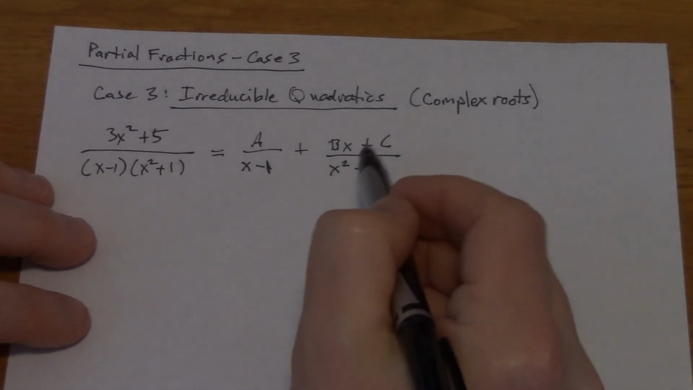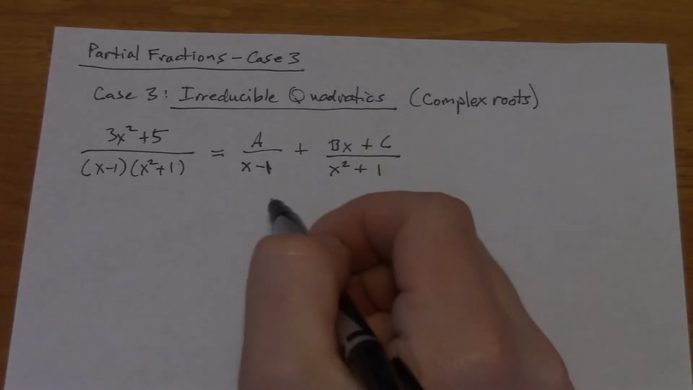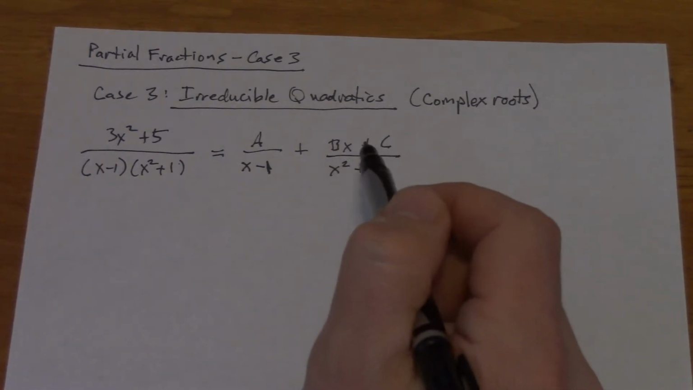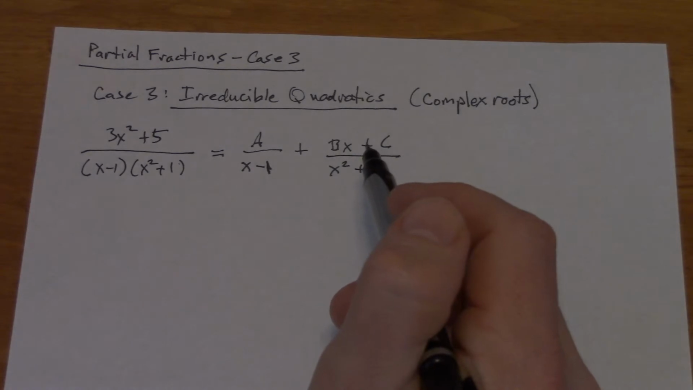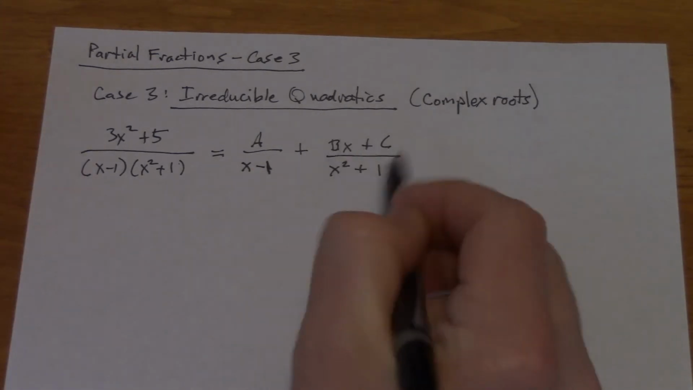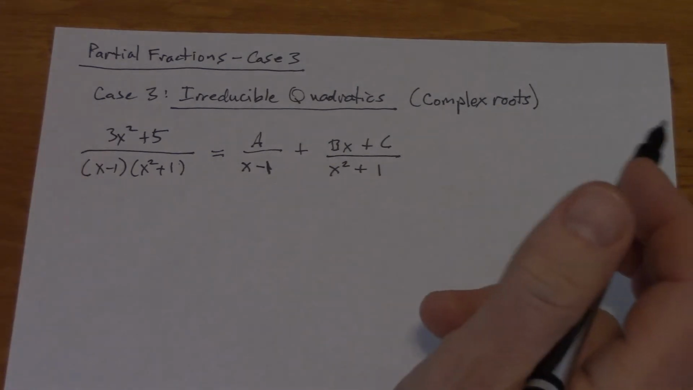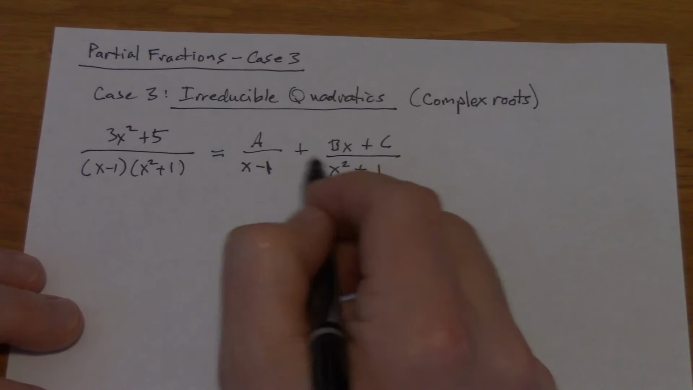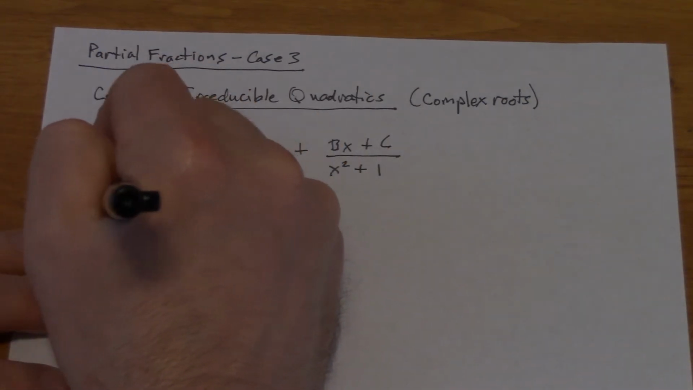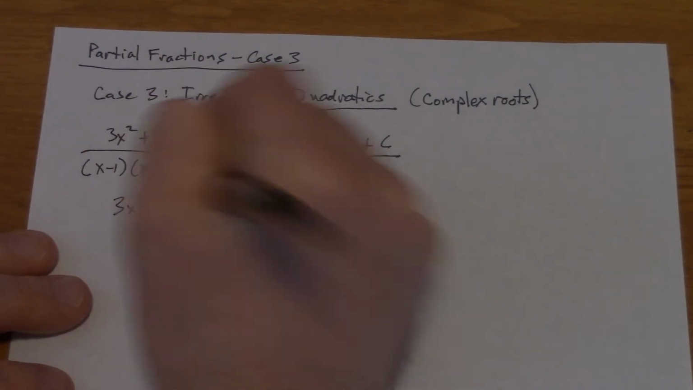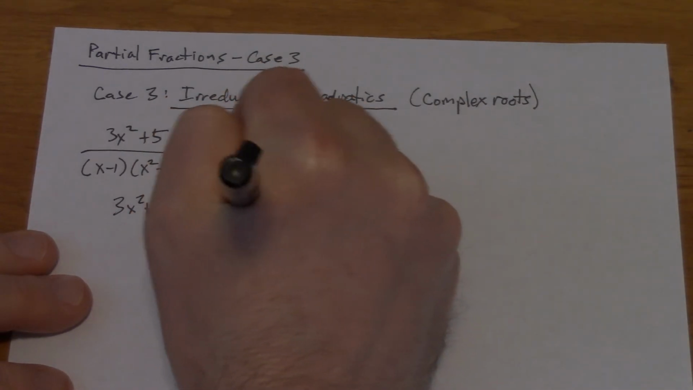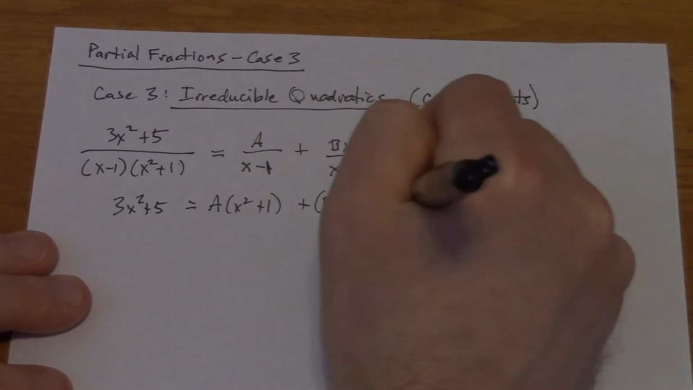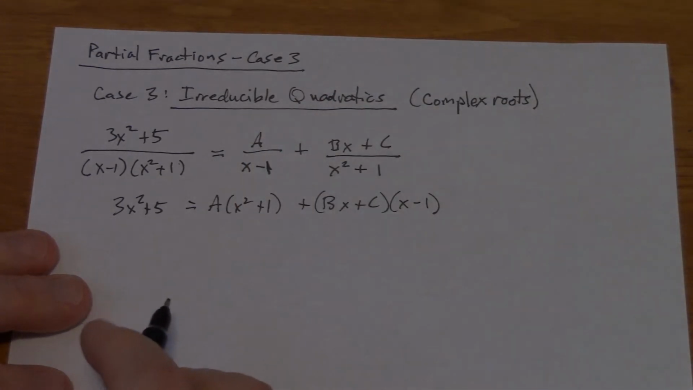Okay, and just so we know, the repeated linear stuff, we had something over x minus 2 and something over x minus 2 squared. We could actually rewrite that as B times (x minus 2) over (x minus 2) squared plus C over (x minus 2) squared. A similar kind of thing, so linear over quadratic. But it just so happens that we just want to make it simpler. So, all right, if I do the numerator thing, we get 3x squared plus 5 equals A(x squared plus 1) plus (Bx plus C)(x minus 1).